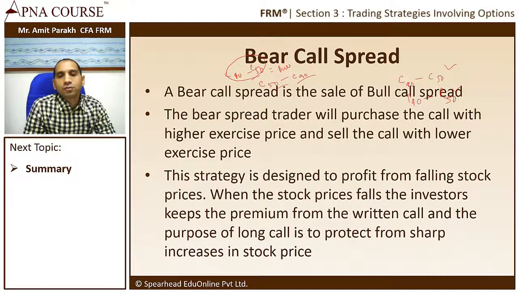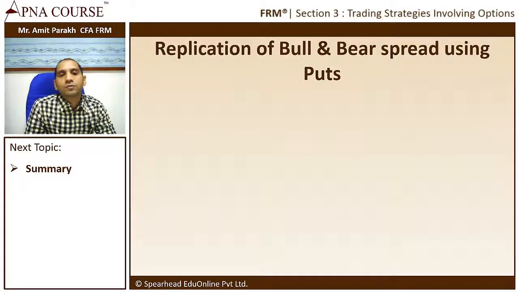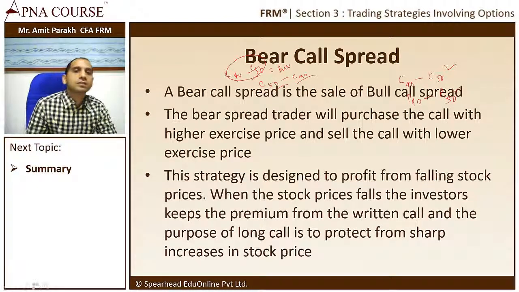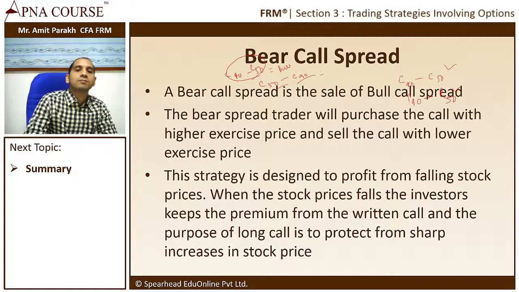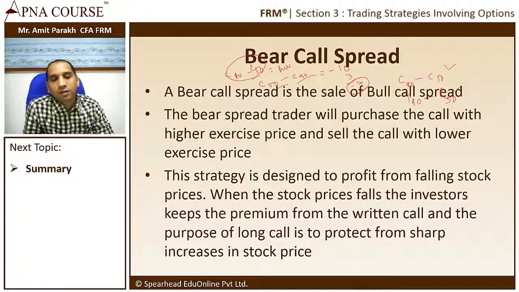This strategy is designed to profit from falling stock prices. When the stock price falls, both the calls, the one which you bought and the one which you wrote, would be out of the money, thereby allowing you to take home the premium that you received. So out here, the upside will be to the extent of the premium, and the downside will be to the extent of the losses, the negative payoffs on this option, which is minus 10. Let's say you receive the net premium of $3. So you would say your maximum loss could be to the extent of $7.